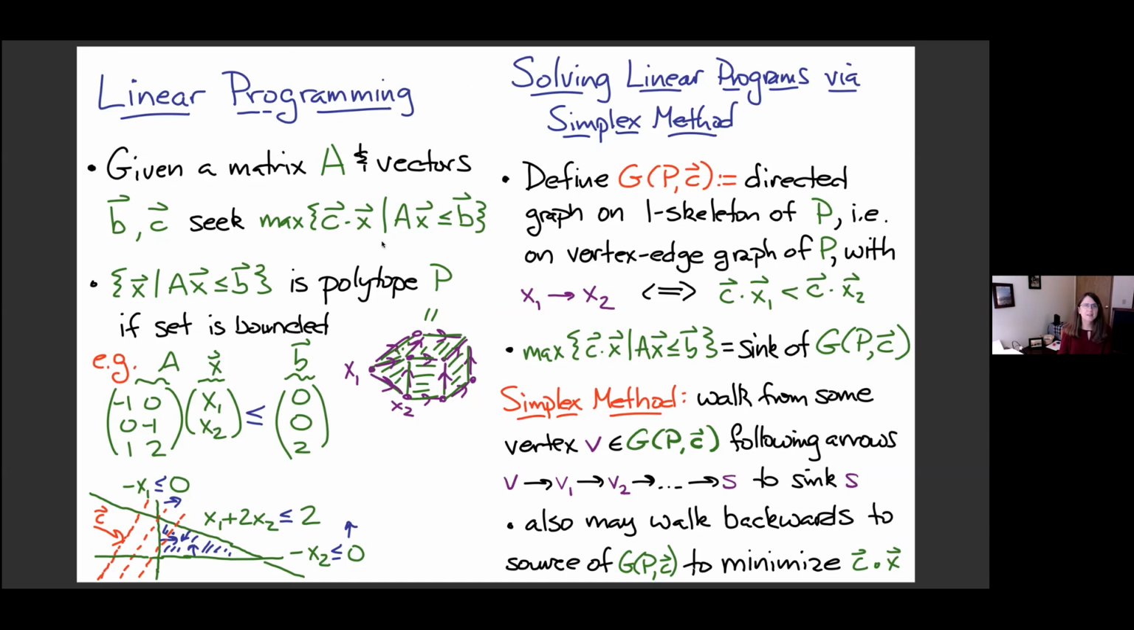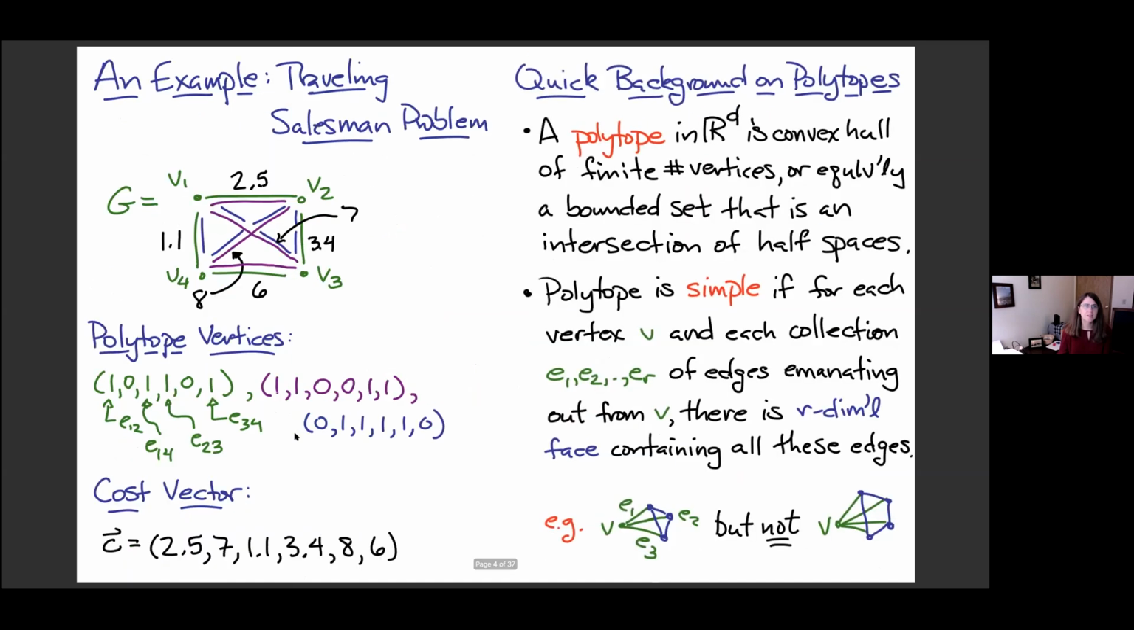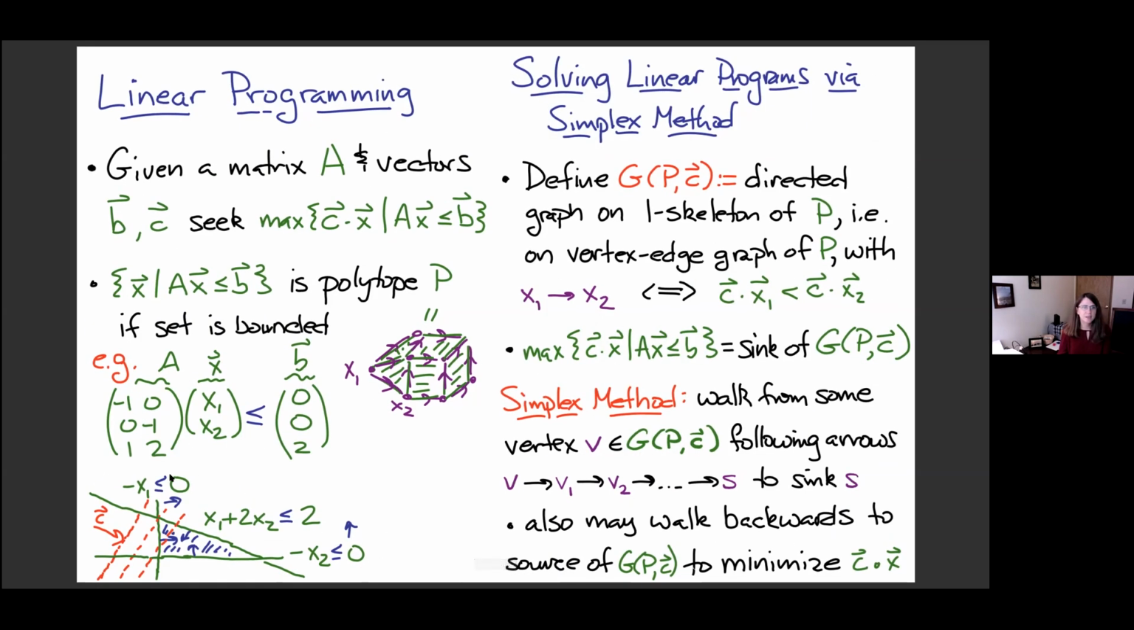Now, in the event that the set of X satisfying AX less than or equal to B is bounded, this set of X is going to be a polytope in R^D, where X has D coordinates. Here's a toy example to make this concrete. Here we have a little matrix A, and here's our vector of unknowns, x1, x2, less than or equal to this fixed vector B. Let's say our cost vector points in this direction I've drawn here.